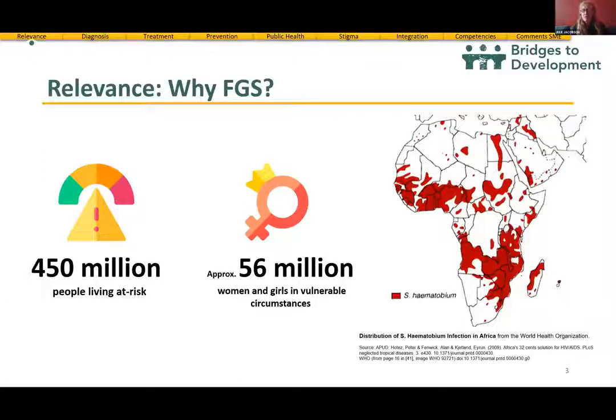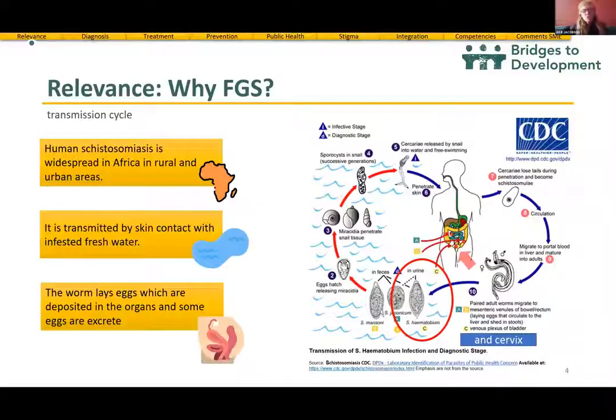These are the areas and parts of Africa that are affected by haematobium and are at risk of having women and girls affected by female genital schistosomiasis. So it's a very widespread problem, even though it's very poorly recognized. Schistosomiasis is throughout Africa, in rural and urban areas.